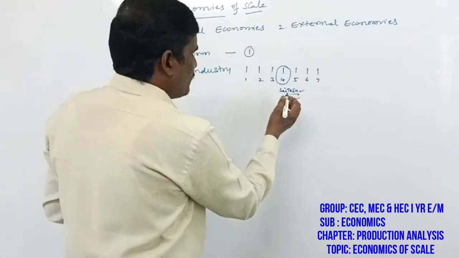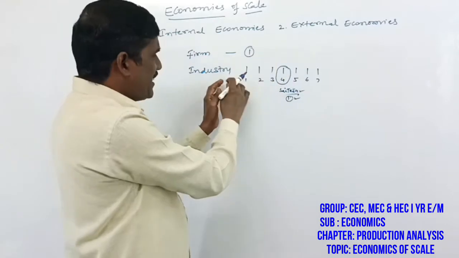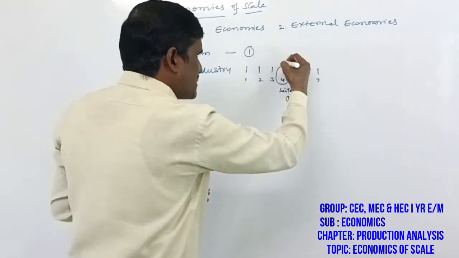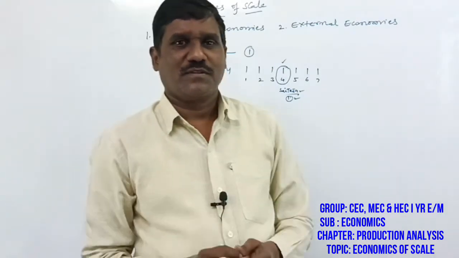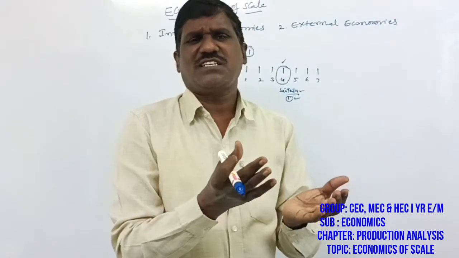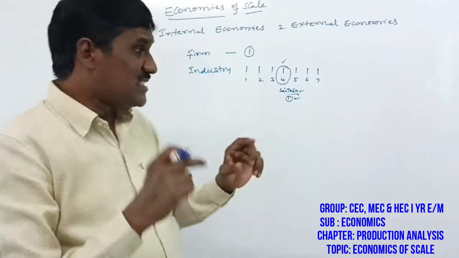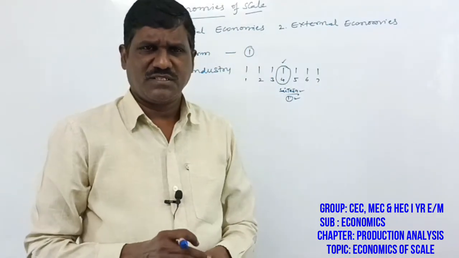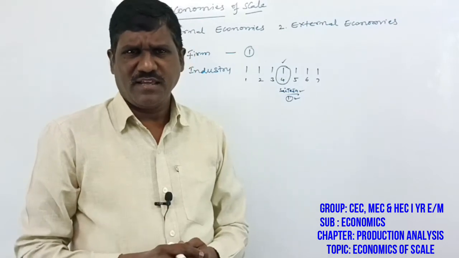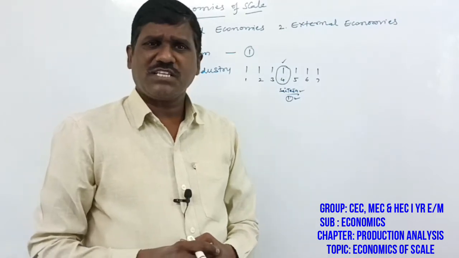Suppose this is the classroom. When we take the industry, the single firm expands or increases its output, and the single firm enjoys certain advantages. That is called internal economies. Simple thing. Okay, first one. Then go to the second one.